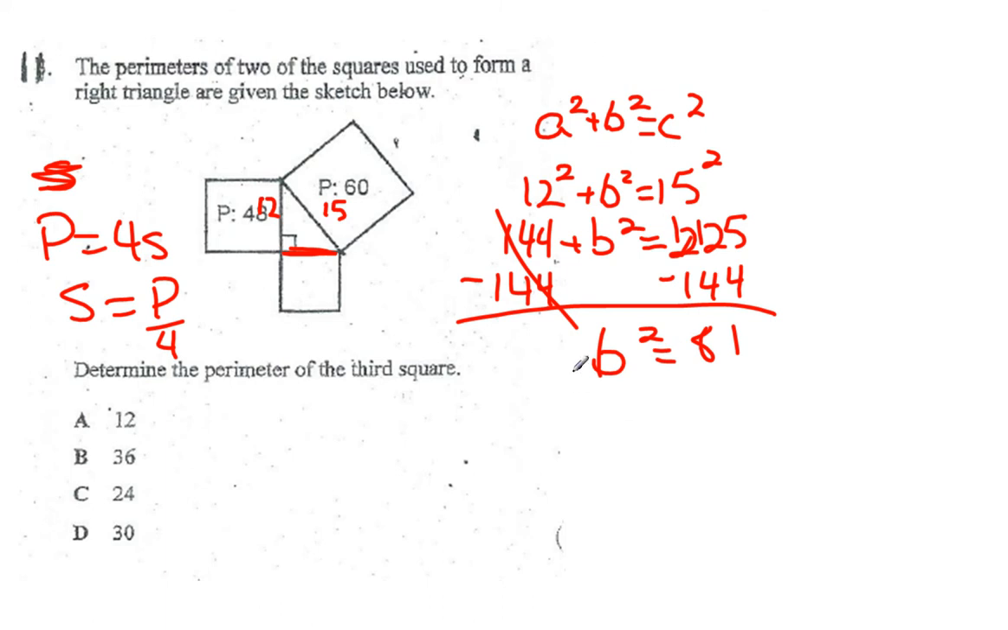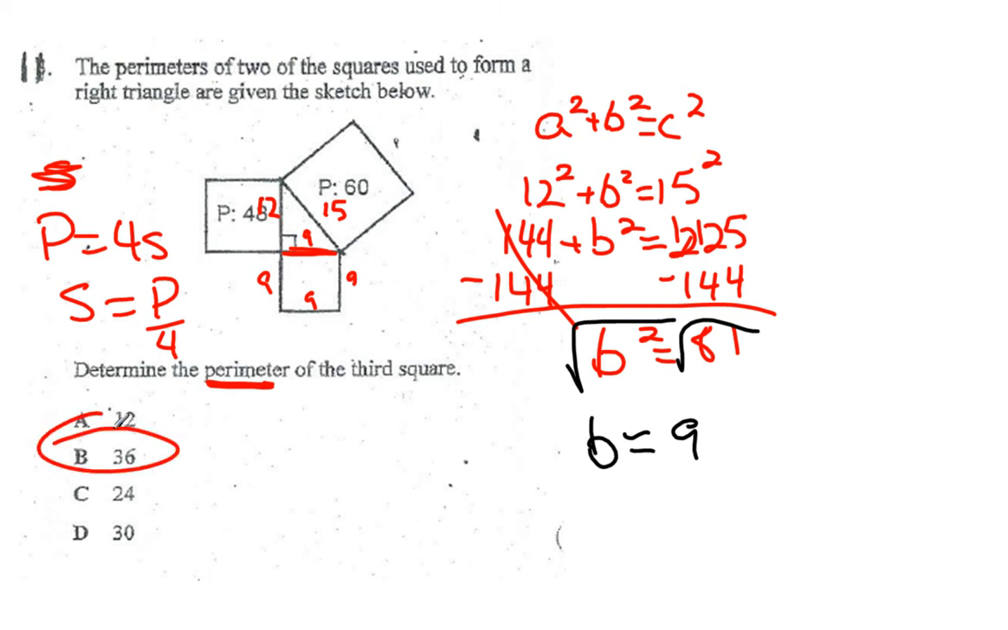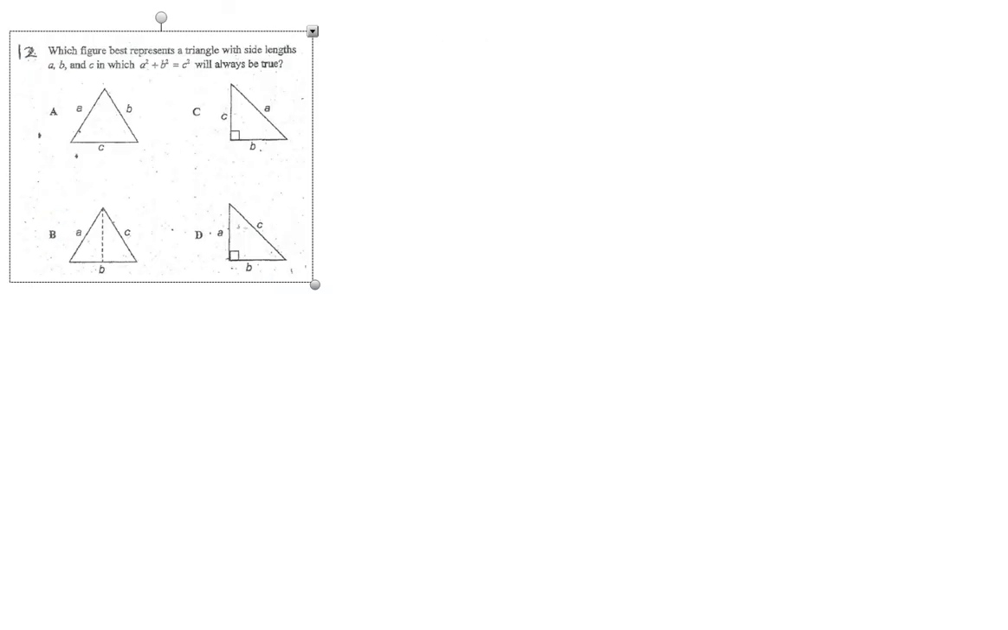We finish this up just by taking the square root. What number times itself equals 81? 9. I was a little disappointed that 9 was one of the answer choices. Usually they're pretty good about that. So this side length is 9, but it's not asking us how big is this side. It's saying what's the perimeter of that square. So if all these sides are 9, we do 9 times 4 and we get 36.